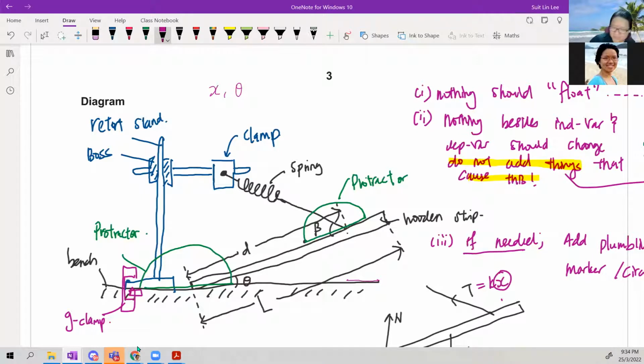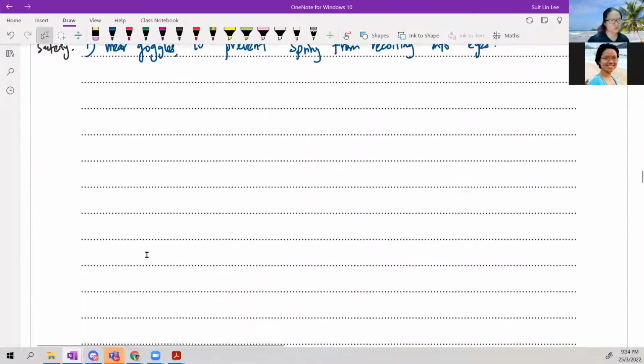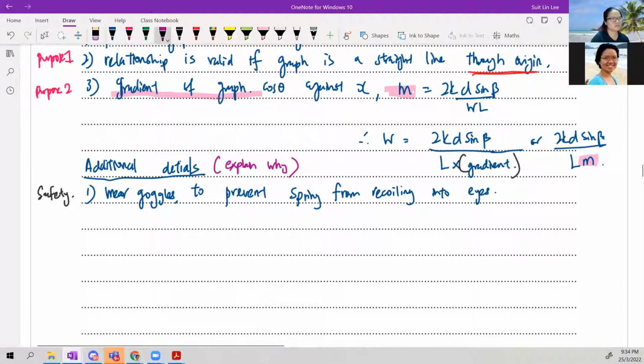It's science. The label matters. You don't label, even if it looks like a perfect G-clamp, I can choose to not give you mark because I don't know what you're drawing. All right. So you can remember to clamp this. Or you could also mention here, because things can drop, right? Flying things or dropping things. You can say clamp the retort stand.